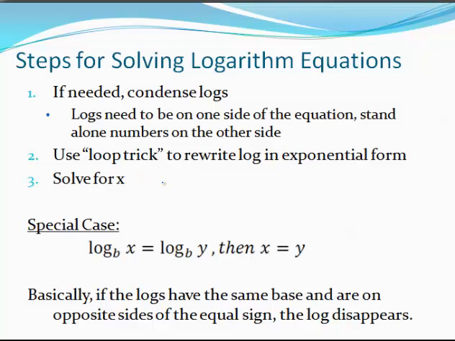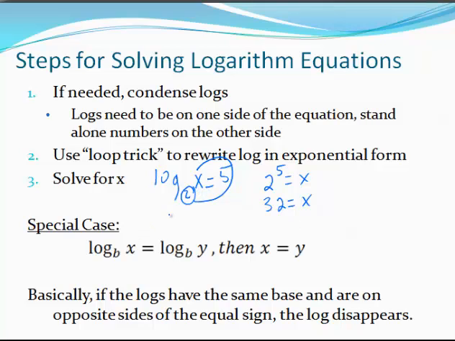So ideally what will happen is you'll have something like log base 2 of x equals 5. We have already done things like this. You do the loop trick. So we say 2 to the 5th is equal to x. Well, that would be 32 equals x. It's a little bit different if this x had something attached to it, and you'll see that in the examples later on.